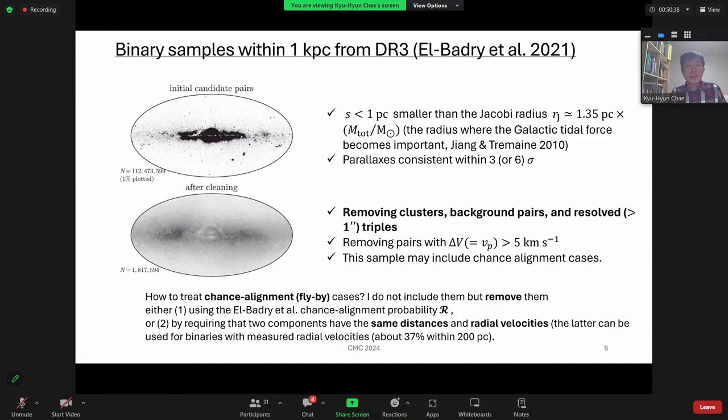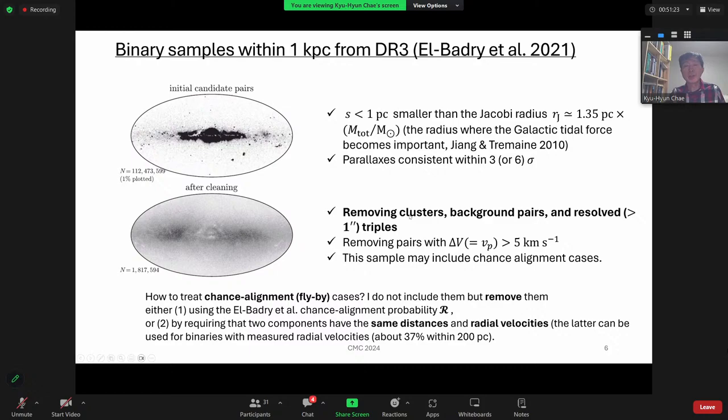Okay, now the binary sample comes from Gaia data release 3. This would be just the initial candidate pairs within 1 kiloparsec. That's like 100 million. Now here, what to do? Okay, that's where people can have different opinions. And these people, everybody right there, they remove clusters. So initially it is like this. You can see a lot of things are clustered on the galactic plane, but they remove clusters and background pairs and resolve the triples. Okay, so that's the main thing.